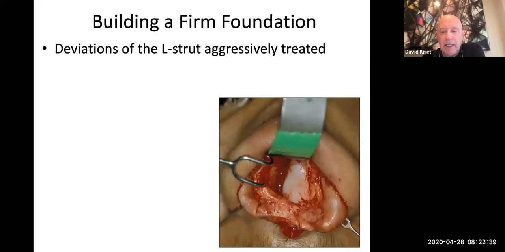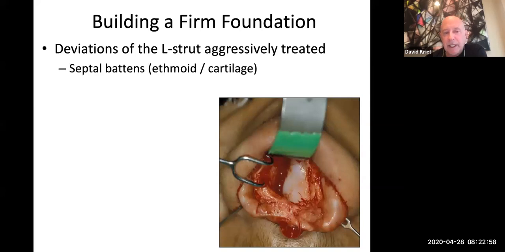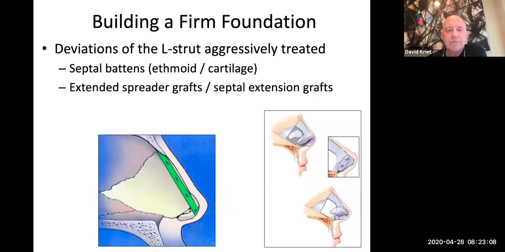So deviations of the L-strut, really the L-strut is what we're trying to recreate. We want that to be straight. And you can see in this image here how buckled this septum is. So that's not something that can be addressed endonasally. So again, either ethmoid bone or septal cartilage, or in some cases, if they've had prior surgery, and rarely in primary cases, I'll use rib graft.